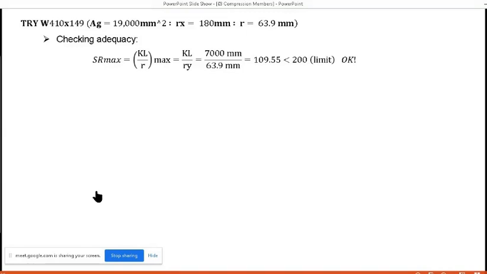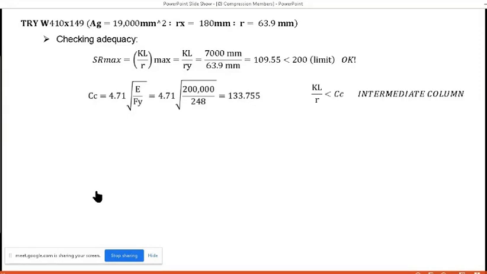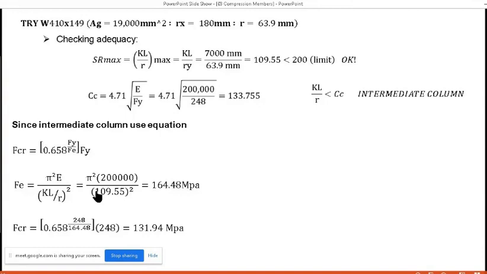Ayan. So, hindi ko na i-discuss ito since parehas lang doon sa dalawang past slide natin. So, yung una, you have to check yung type of column natin by comparing yung SR max and CC natin. So, yung column natin is an intermediate. Ito pa rin yung gagamitin nating equation. And we need to solve FE before we need to solve FCR. And then, we need to compare yung ating design strength doon sa ating ultimate load. Our design strength should be greater than or equal to our ultimate load.